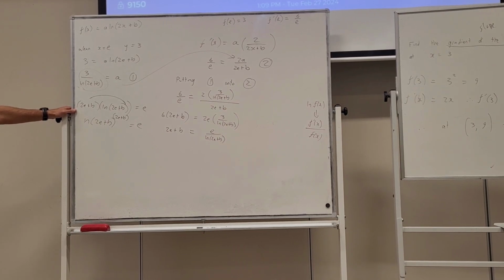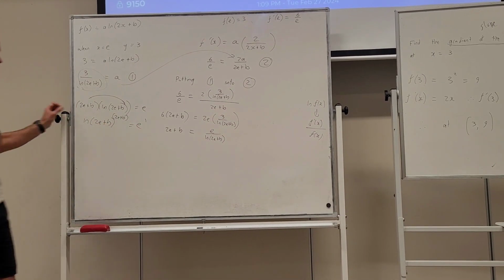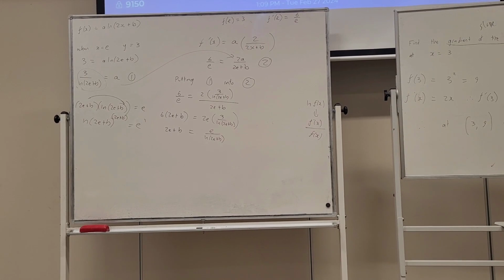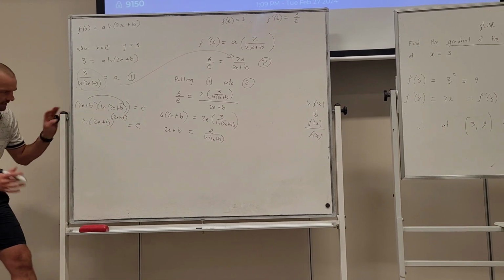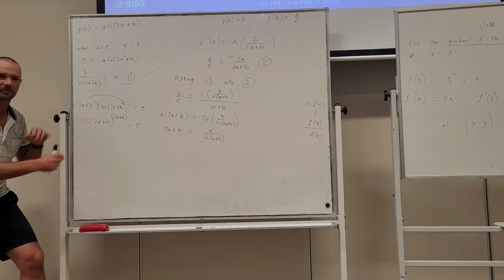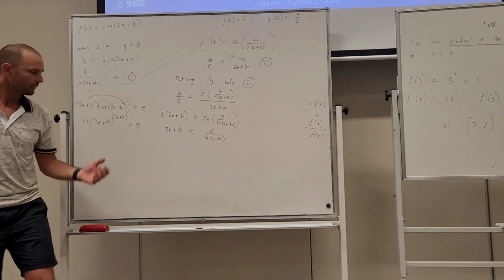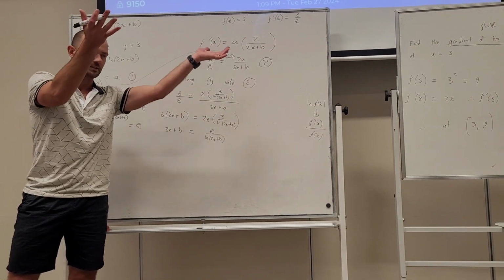Now e by itself has a power of 1, doesn't it? E by itself has a power of 1. Now we're trying to get b by itself. What we're going to do here is get rid of this logarithm because we're trying to break it down. We're trying to get b by itself, right? So how do we get rid of a logarithm? We raise e to the power of both sides.